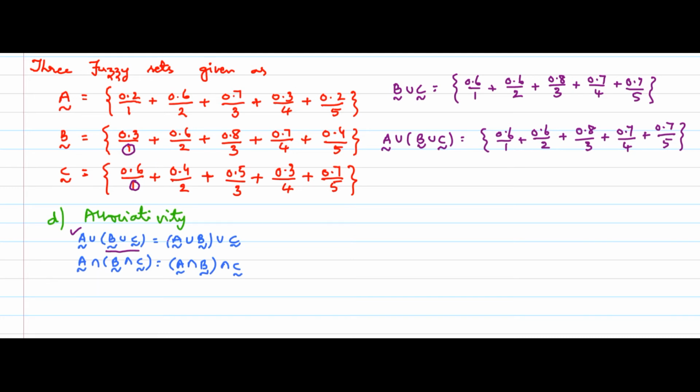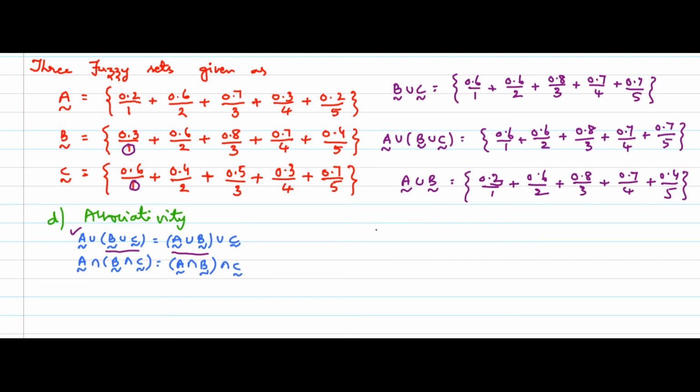Now let's move on to the second part, that means the right hand part, and it is A union B. First I want to see A union B. A union B, it is the maximum of A and B, 0.2 and 0.3. The value is 0.3 divided by 1 plus next 0.6 divided by 2 plus 0.8 divided by 3 plus, sorry, the first one is 0.3. Next, the fourth one is 0.7 divided by 4 plus 0.4 divided by 5. So this is A union B.